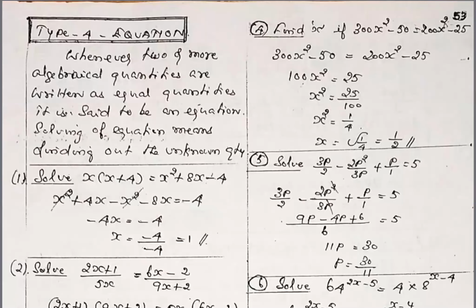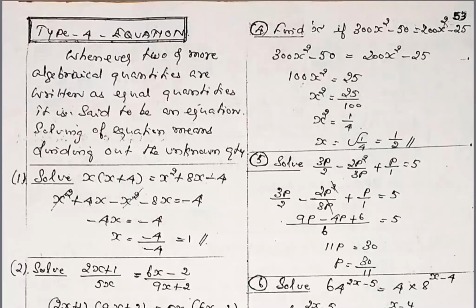Whenever two or more algebraic quantities are written as equal quantities, it is said to be an equation. Solving an equation means finding out the unknown quantity. Algebra quantity means x plus 4, x square plus 8, like that. All are called algebra quantities. If it is equated with some number, or equal to 0 or equal to 4, anything with an equal to symbol available, it is called an algebra equation. Then what is meant by solving an equation? Solving means you have to find out the unknown quantity value.